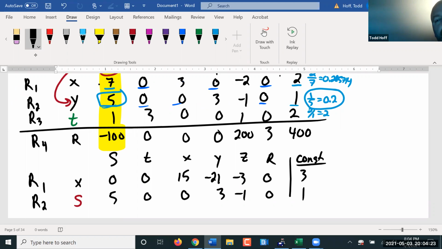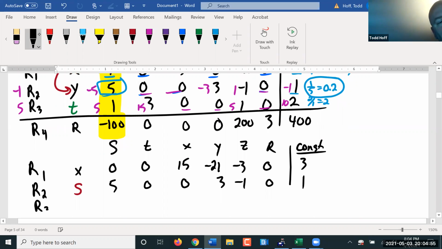In row 3, we need to eliminate the 1 here with the 5. So I'm going to multiply row 2 by negative 1 and row 3 by 5. So row 2 becomes negative 5, 0, 0, negative 3, positive 1, 0, and negative 1. We multiplied everything by negative 1. Row 3 is times 5. 5 times 1 is 5. 3 times 5 is 15. 0, 0, 1 times 5 is 5. 0, 2 times 5 is 10. So let's combine those to get our new row 3. And this is still named row T.